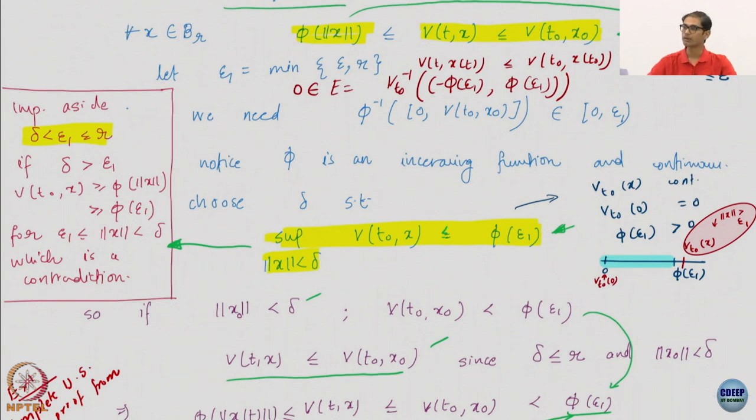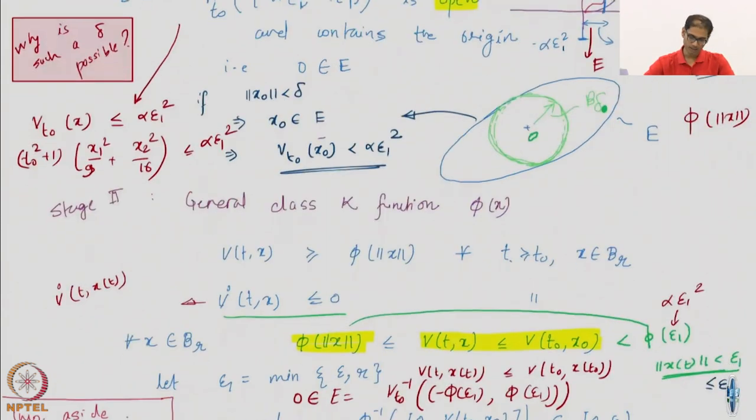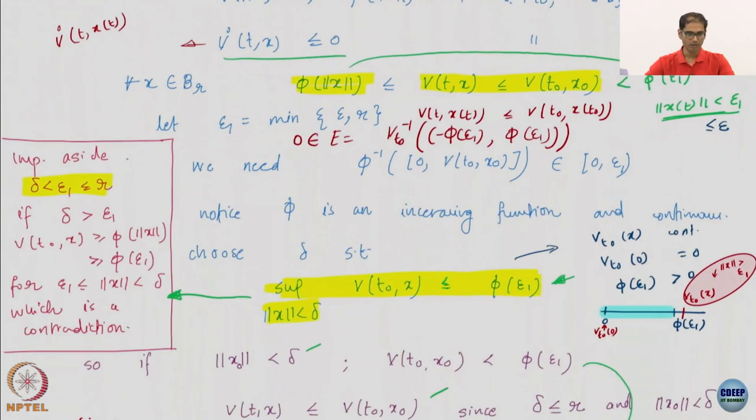You started with an open set, then you took the inverse of the open set using a continuous function, so you got another open set. Some of these I illustrated with pictures. This epsilon-delta business is completely a game of finding these open sets, because we don't have a structure for V itself, nor for the differential equation.